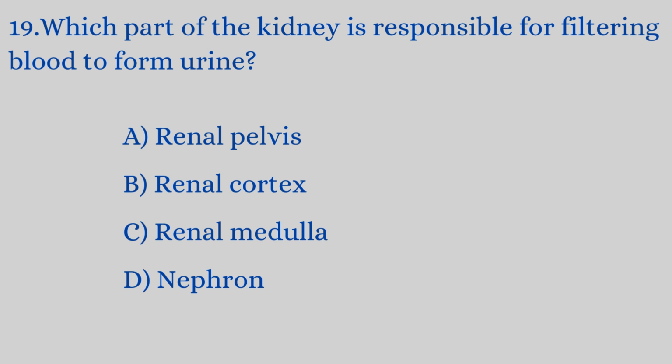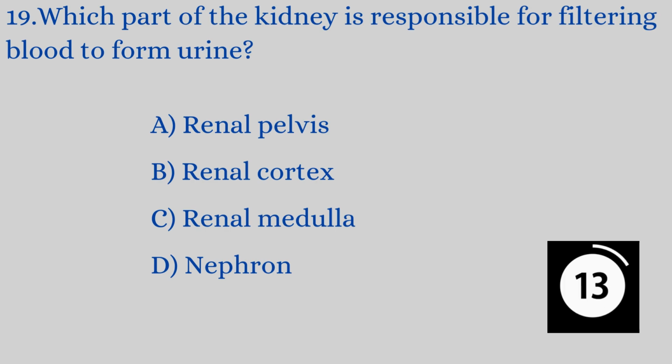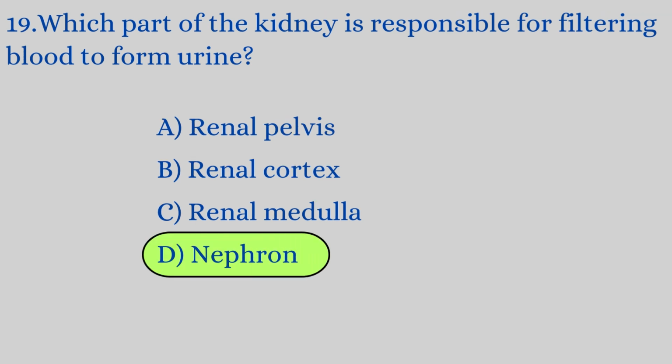19. Which part of the kidney is responsible for filtering blood to form urine? A. Renal pelvis. B. Renal cortex. C. Renal medulla. D. Nephron. The answer is D. Nephron.